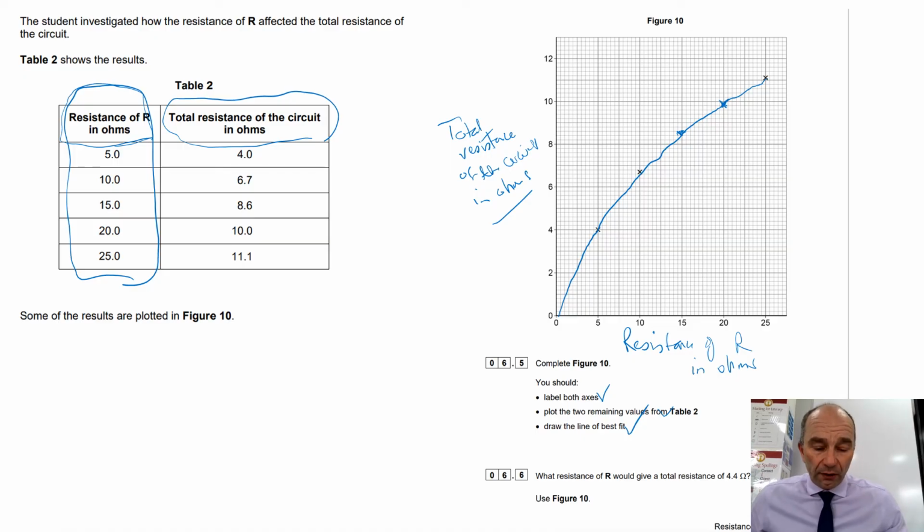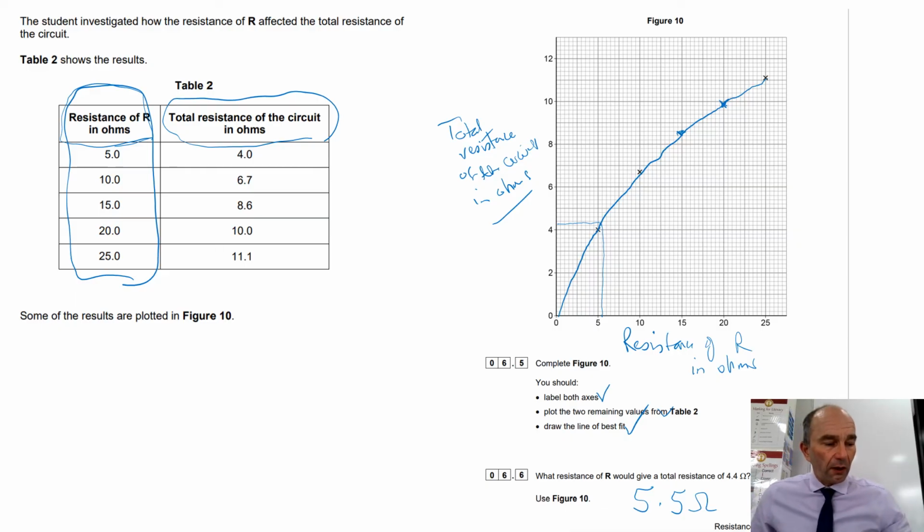Now, 6.6, what resistance of R would give a total resistance of 4.4 ohms? So we're looking for the total resistance, and again, you need to be able to use a scale. So this is 2 squares up from 4. Draw that line across to the graph, and then, of course, draw it down where it hits. Now, if you've got this drawn correctly, this should be 1 small square to the right of 5. That means your answer is 5.5 ohms.